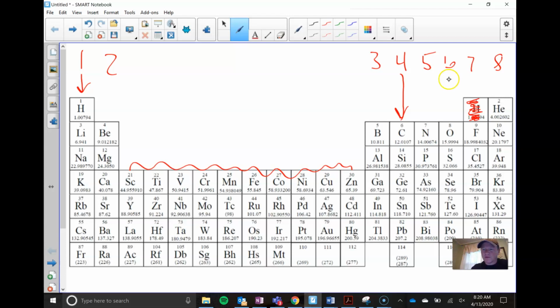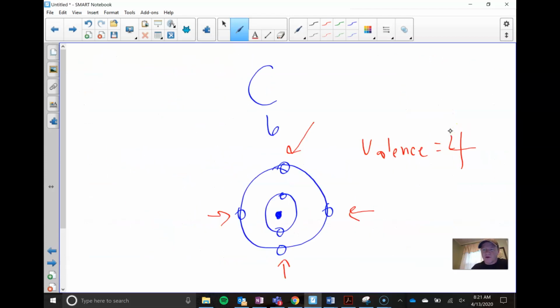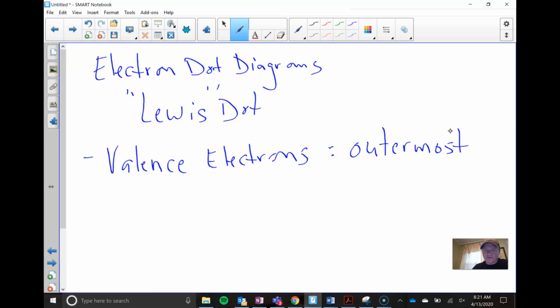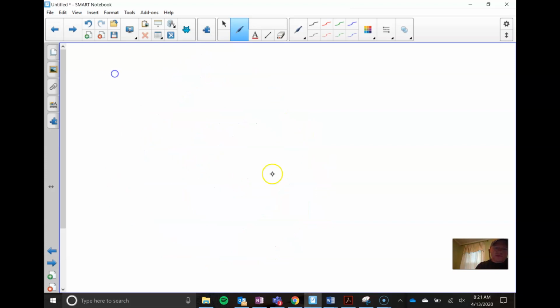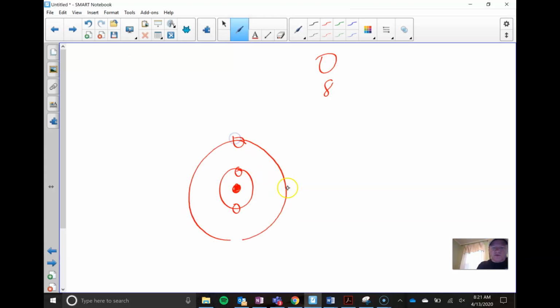So for example, let's look at main group 6 and check out an atom of oxygen. We'll start from scratch here. We're going to draw oxygen. Oxygen has a total of 8 electrons, so let's start drawing it using the Bohr model. There's the nucleus. The first 2 electrons go there, so we've got 6 remaining that go in the second energy level. 1, 2, 3, 4, 5, 6.